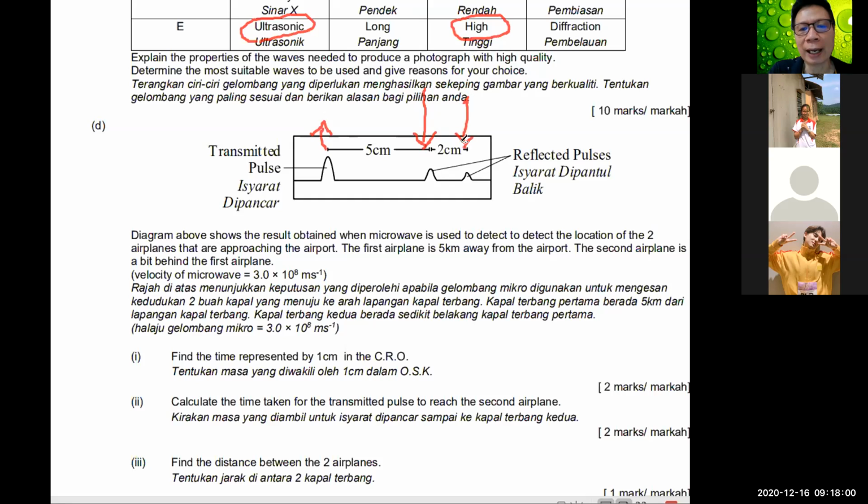So understand the signal. Here, first time send out the signal. It hits the aeroplane, comes back, detected the first time, the first aeroplane. Then it takes a longer time for the second aeroplane to reflect the signal back. So this is the start. This is the first aeroplane, the signal comes back. This is the second aeroplane, the signal comes back. Okay, understand the signal.